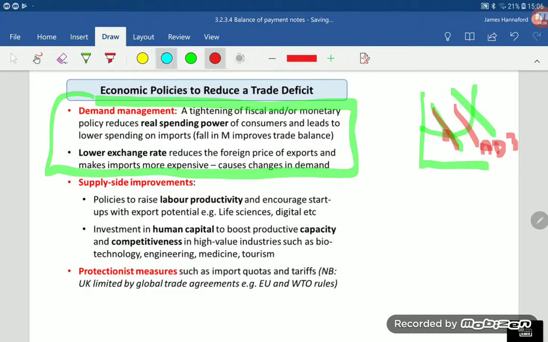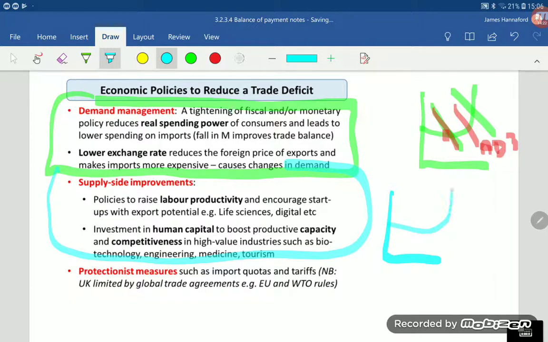The other policy we can have are supply side policies that aim to improve labour productivity and invest in human capital. These have the effect of shifting AS to the right, and therefore the price level will indeed fall from, say, P1 to P2.